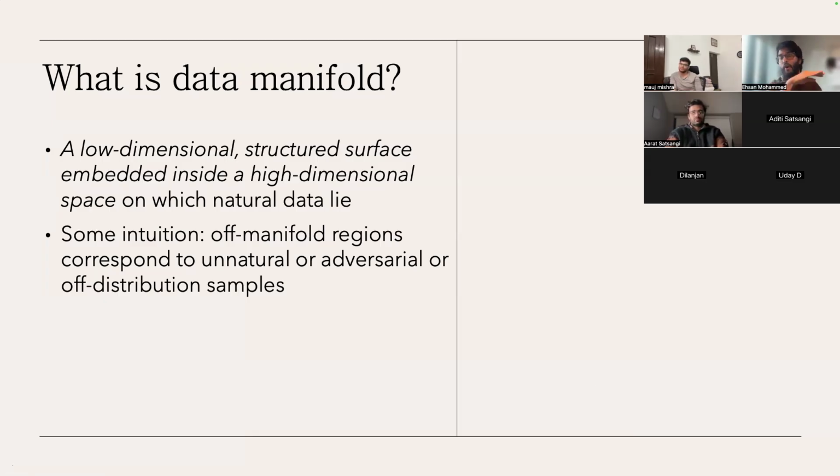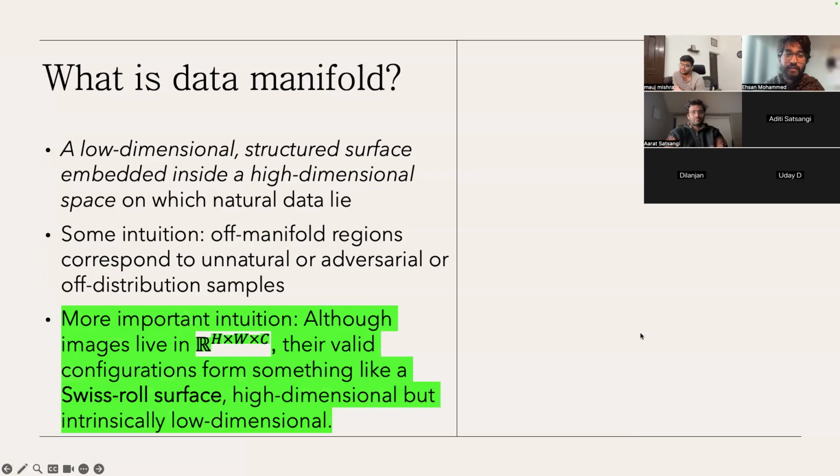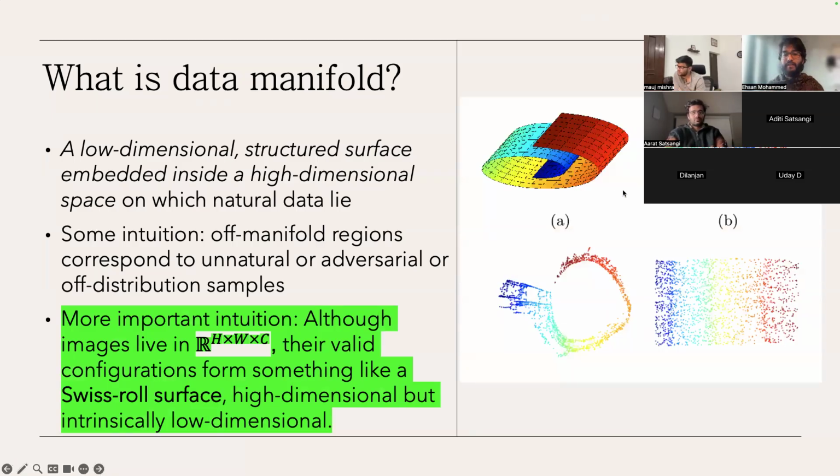Some of the intuition based off of that is that when you have data on the data manifold or close to it, it most likely closely resembles the original data. So the intuition is that any off-manifold regions will correspond to unnatural data, adversarial samples, or out of distribution samples. Some more intuition is that although images live in the data manifold, their valid configurations generally form something like a Swiss roll surface, which you can see over here, right? A manifold can actually be folded into itself.